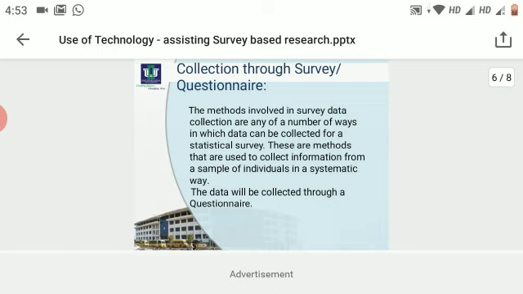The methods involved in survey data collection are any of the number of ways in which data can be collected for a statistical survey. These are methods that are used to collect information from a sample of individuals in a systematic way. The data will be collected through a questionnaire.